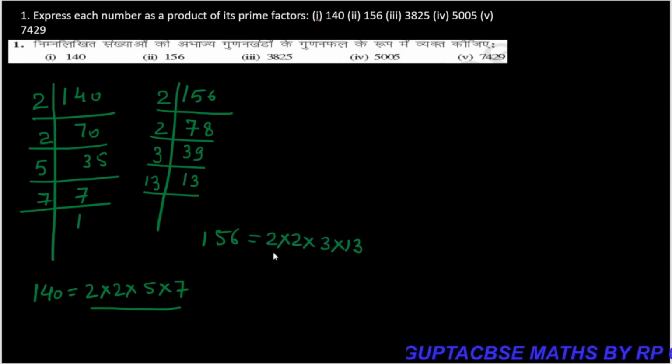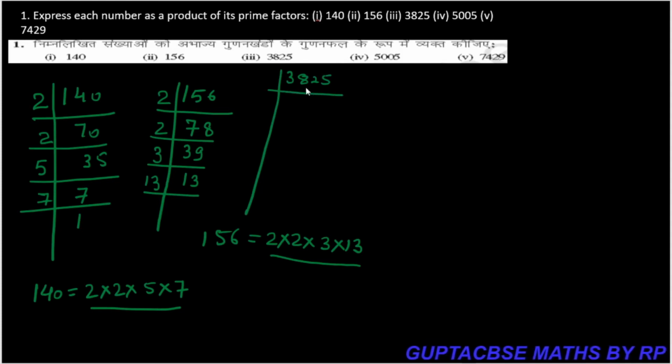Okay, so these are also the prime numbers. The next one, what is the next one? Next one is 3825. Again I am going to solve this question. How to do this question?